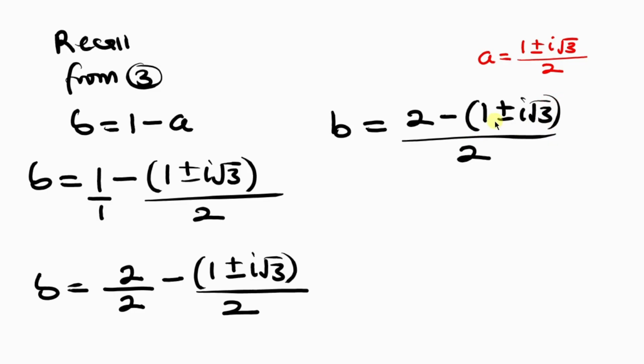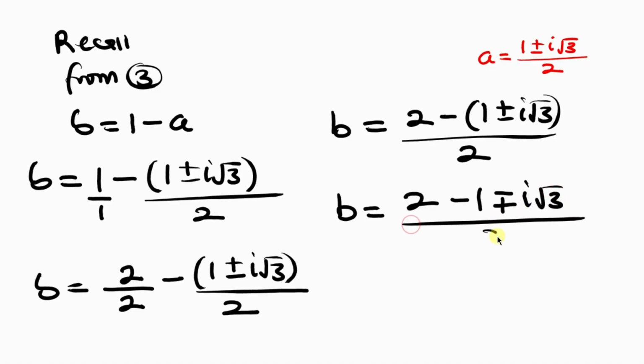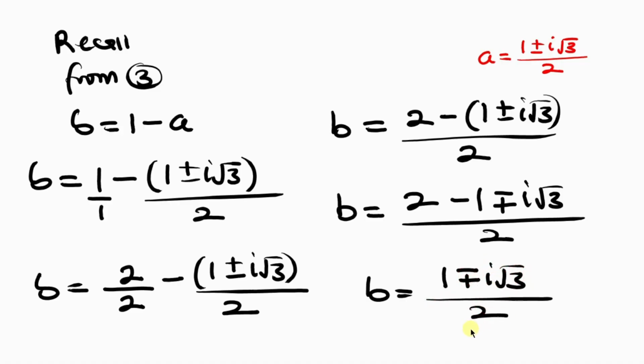Very good. Now let's open up the bracket. So b now becomes 2. Negative times 1 is negative 1. Negative times positive is negative. Negative times negative is positive i root 3. Very good. All over 2. And then finally, the value of b would then be 2 minus 1 is 1 minus or plus i root 3 all over 2. So these are the two values of b.